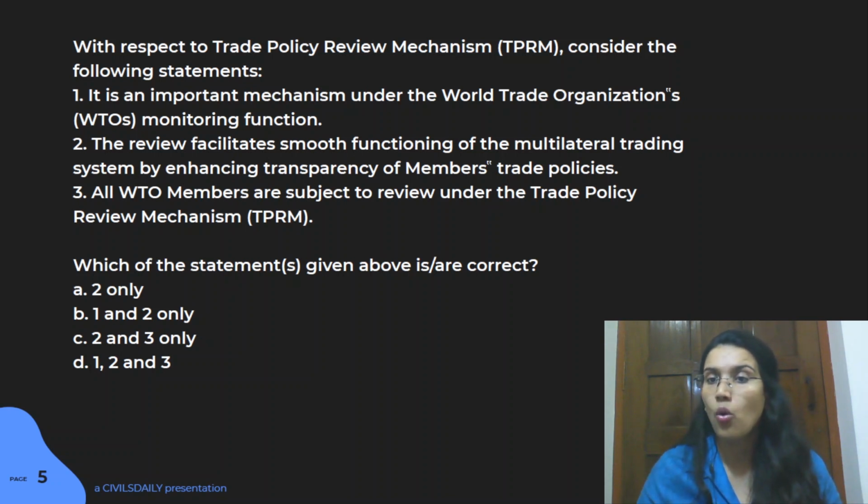And the last statement is that all the WTO members are subject to review under the trade policy review mechanism. This statement is also absolutely right. In fact, based upon the level of development, some of the more developed nations, like the United States, China, Japan, are reviewed every 3 years. For the next 16 countries, it happens on a 5-yearly basis. For other countries which are less developed, it might happen on a 7-yearly basis. So yes, this kind of mechanism applies to all the countries who are members of WTO.